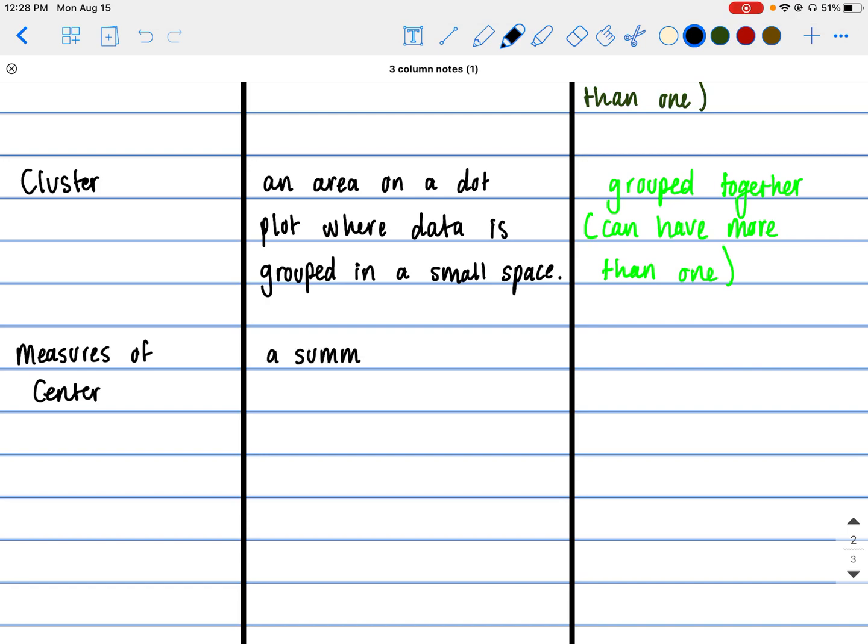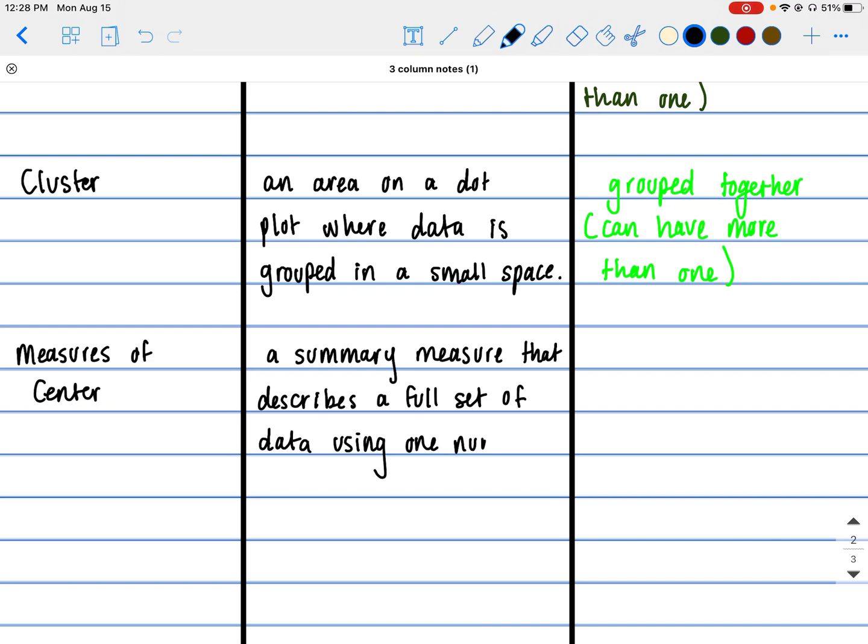So that is a summary measure that describes a full set of data using one number. So through that one number, it can kind of tell us something about the data.